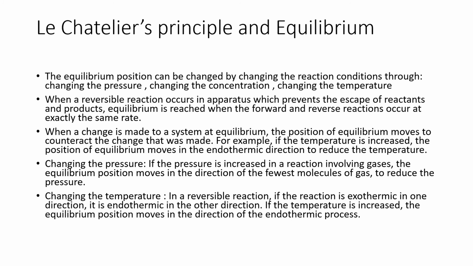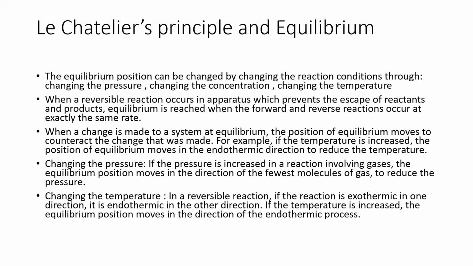Guys, now we'll be looking at the final slide of this topic, which is about Le Chatelier's principle and equilibrium. The equilibrium position can be changed by changing the reaction conditions: pressure, concentration, and temperature. When a reversible reaction occurs in an apparatus which prevents the escape of reactants and products, equilibrium is reached when the forward and reverse reactions occur at exactly the same rate.